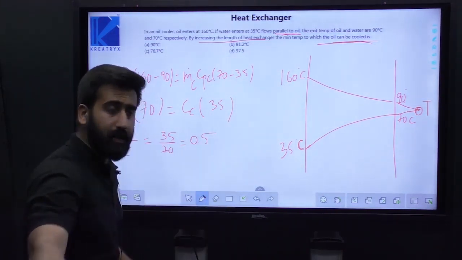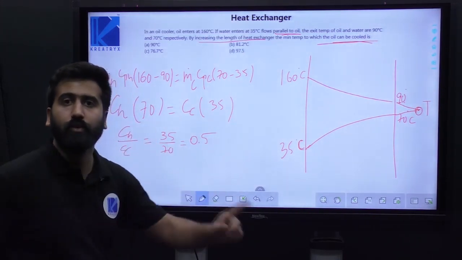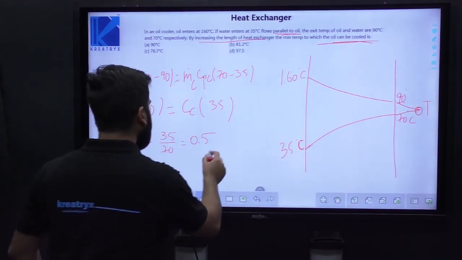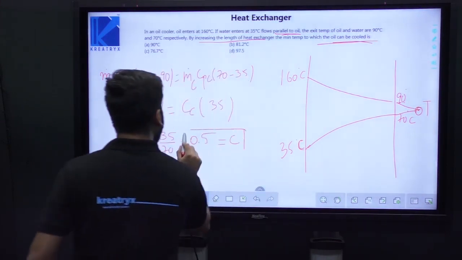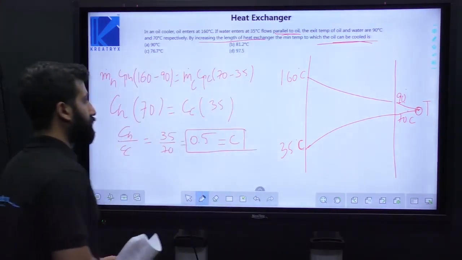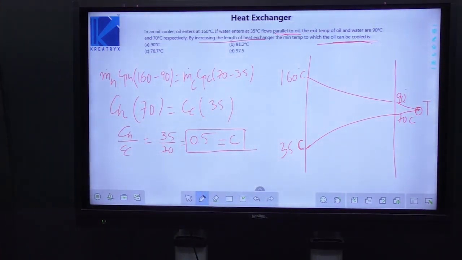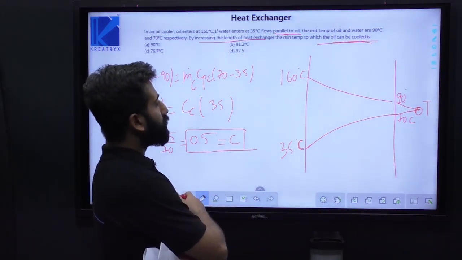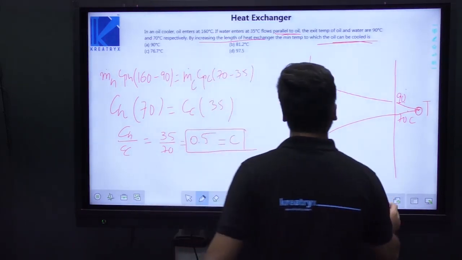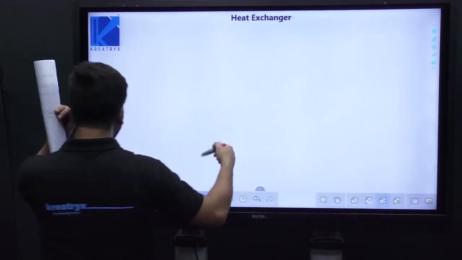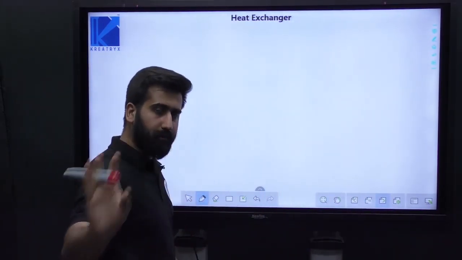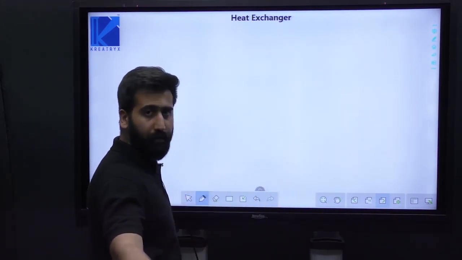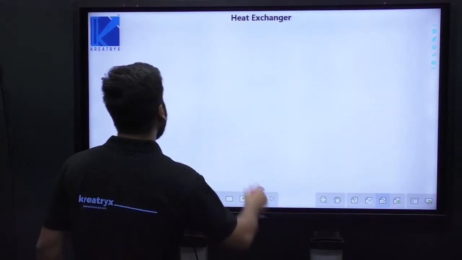Okay, so that means that the heat capacity of hot fluid corresponds to C minimum. And this is the heat capacity ratio which we have got. Now we have to find the temperature to which it can be cooled. Again, apply energy conservation, because now we know the ratio of both the heat capacities.